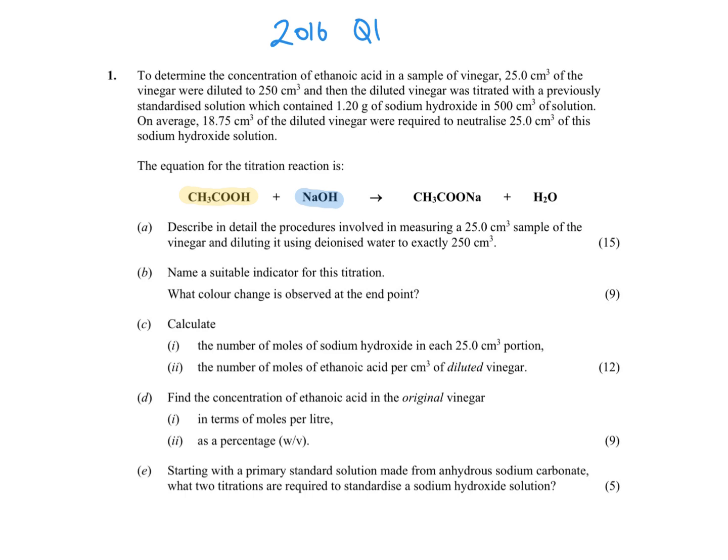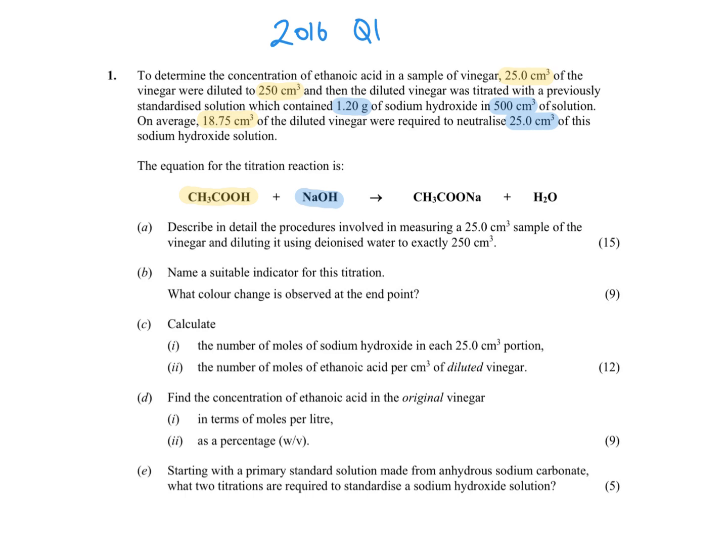So if we start to read through the question, it says, to determine the concentration of ethanoic acid in a sample of vinegar, 25 centimeters cubed of vinegar, so that's our ethanoic acid, were diluted to 250 centimeters cubed. And then the diluted vinegar was titrated against a previously standardized solution of 1.20 grams of sodium hydroxide, so that's my sodium hydroxide, so that would be in blue, in 500 centimeters cubed of solution. On average, 18.75 centimeters cubed of the diluted vinegar, so that's yellow there, were required to neutralize 25 centimeters cubed of my sodium hydroxide.